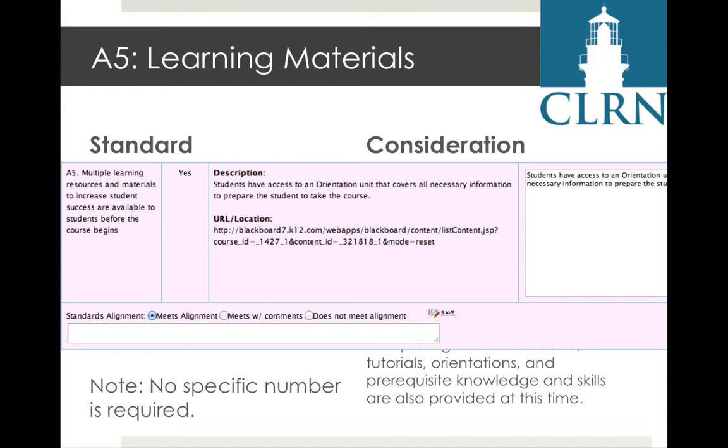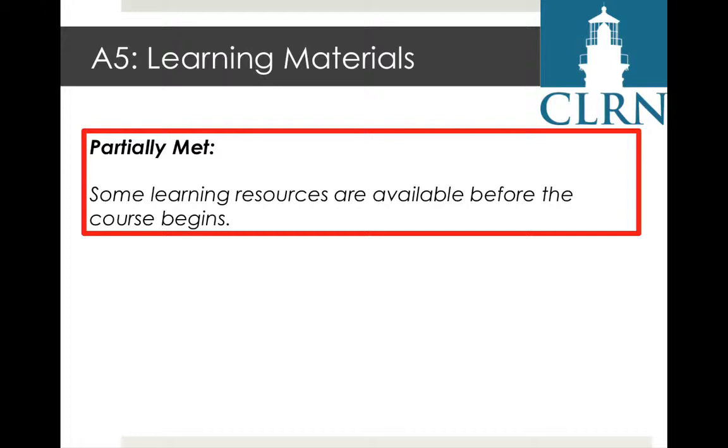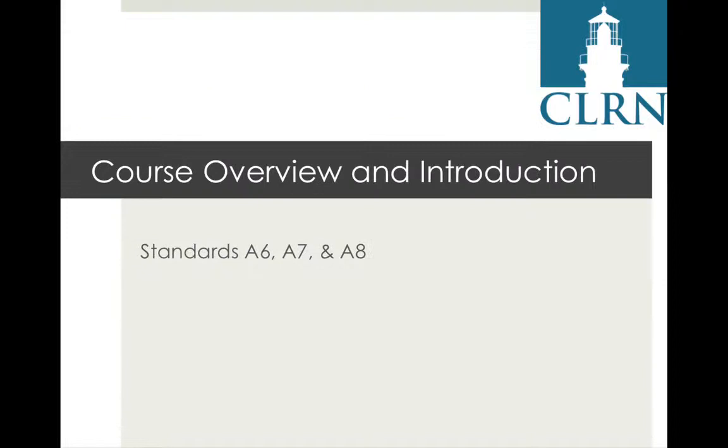Publishers supply you with both a description and the location where you can find these resources, which can include technical information, plugins, tutorials, textbooks, orientations, or prerequisite information. For the standard to be fully met, you don't need to find all these things. We aren't looking for a specific number at this time. However, if very little is available, you'll include a partially met statement such as some learning resources are available before the course begins.